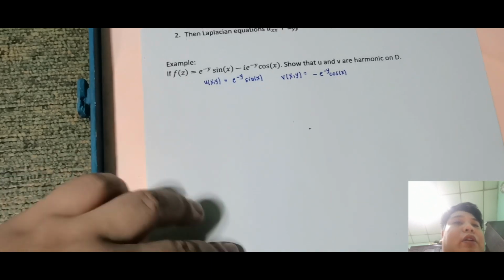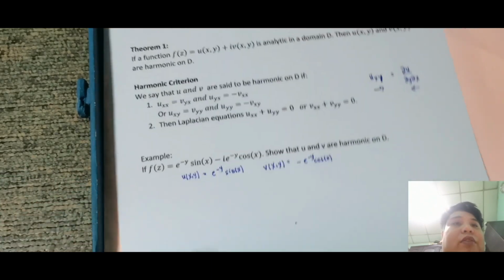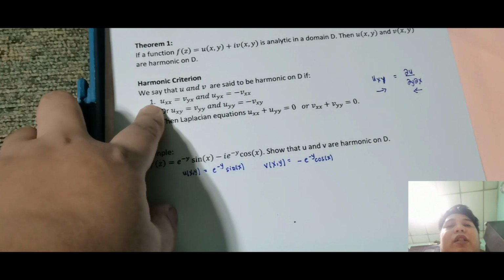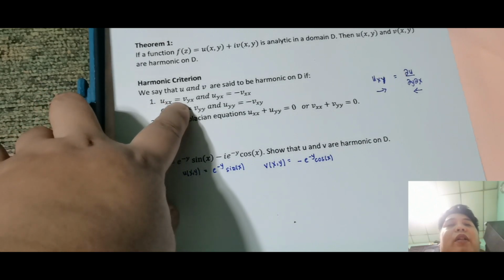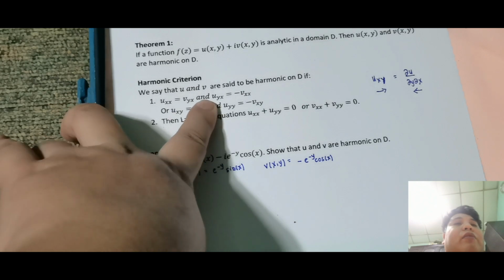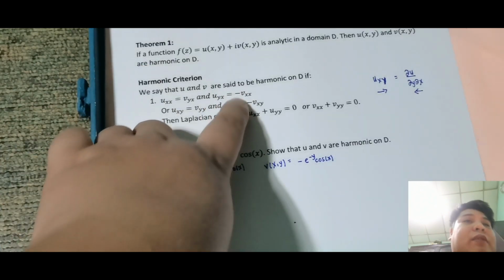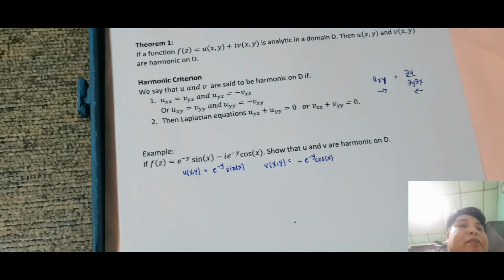Okay, so ngayon, ano una natin gagawin? Pipili na lang ako. Ang pipiliin ni sir ay yung unang condition, yung partial of u with respect to x and x is equal to partial of b with respect to y and x, and partial of u with respect to y and x equal naman sa negative partial of b with respect to x and x. Okay, ayun yung gagawin ni sir.